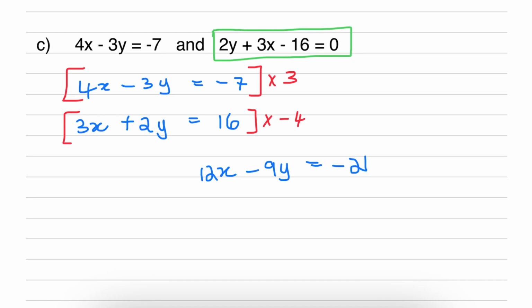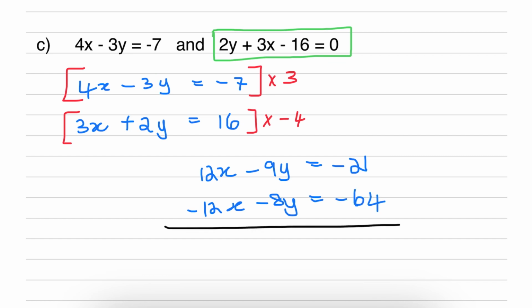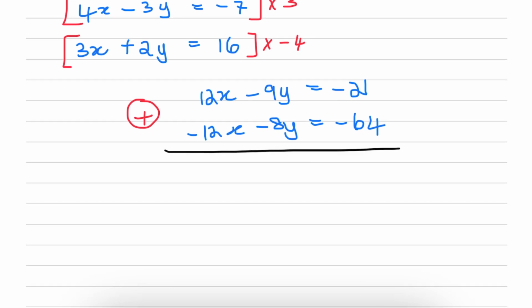Then multiply the bottom equation by negative 4, so you get negative 12x minus 8y, and then 16 times negative 4, which is equal to negative 64. Okay, so again, we're just going to go ahead and add these two linear expressions. So when you add the top expression with the bottom one, notice how they just cancel one another out like that. This is why we chose to multiply by 3 and negative 4.